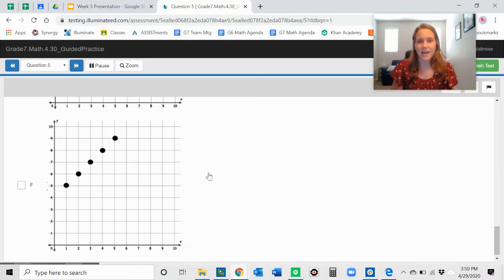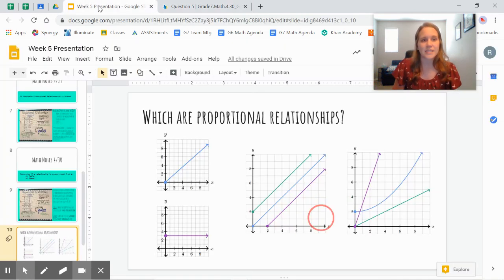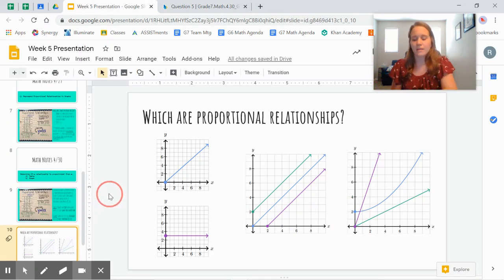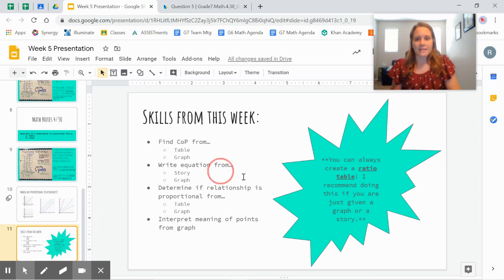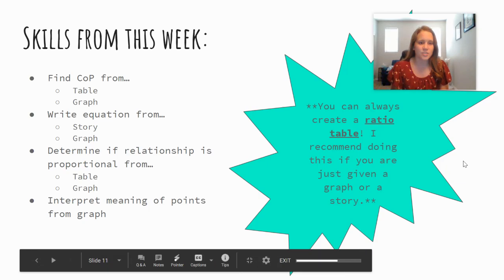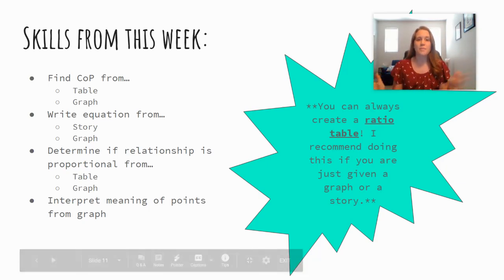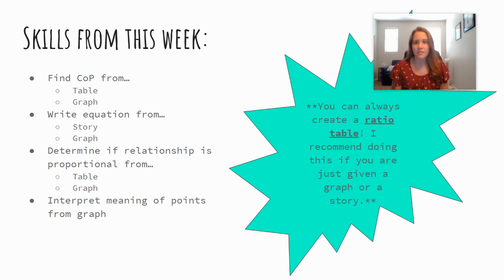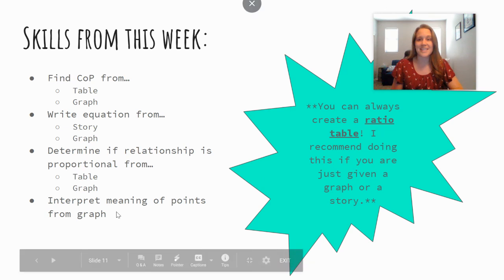I do want to give you a couple of reminders before your quiz today, okay? And they are here. Here are the skills from this week. Let me make this a little bigger. On your quiz, you're going to be asked to do all of these skills. So what I recommend is find your notes from all of this week, find your work from your independent practice from all of this week, and make sure you can do all of these things, okay?